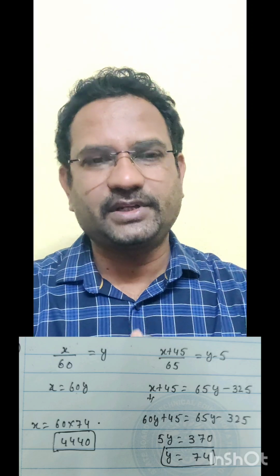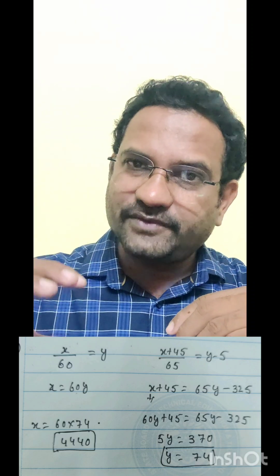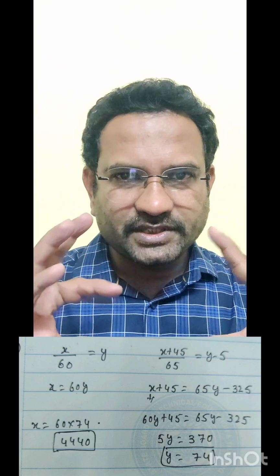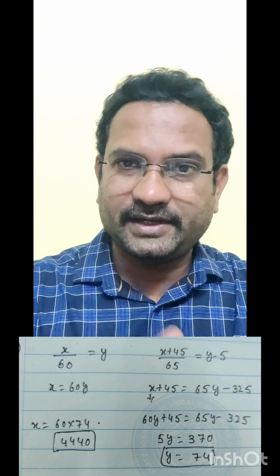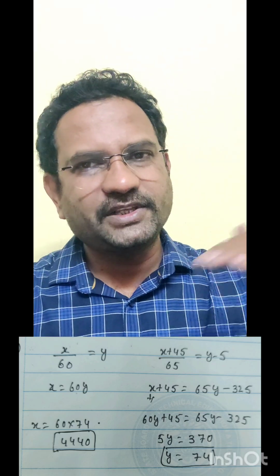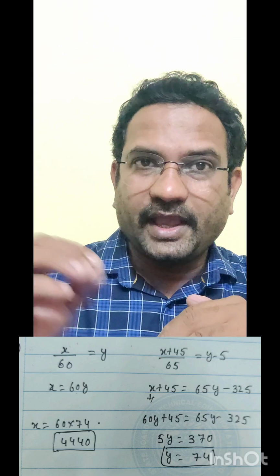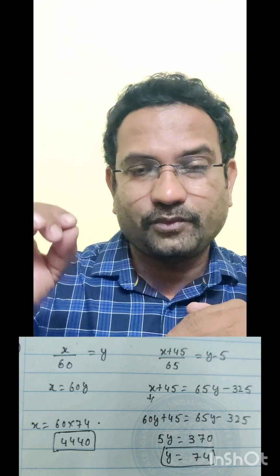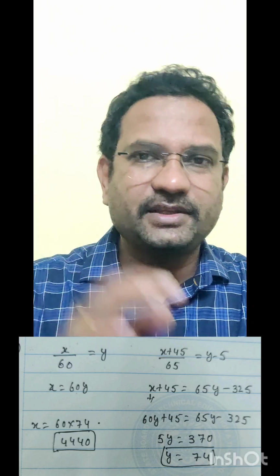Now we have two equations. X by 60 equal to Y. X plus 45 by 65 equal to Y minus 5. See, I'm just translating the word statements into mathematical expressions. You need to get this ability to do any kind of math. Now let us do it. So X by 60 equal to Y means X is equal to 60Y. Solve the other side. X plus 45 becomes 65Y minus 325. When you solve it, you get Y as 74.